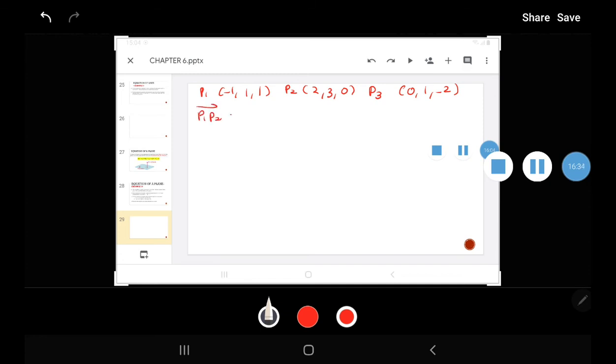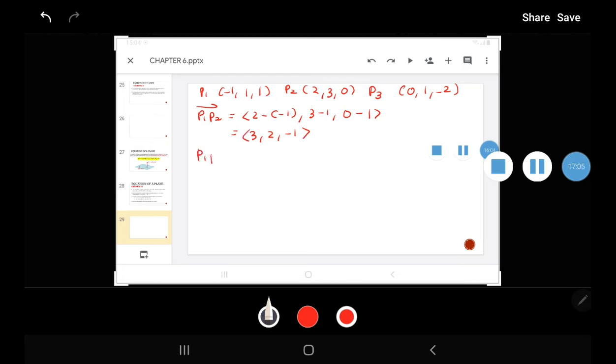So how to find the vector, you already know. 2 minus negative 1, 3 minus 1, and 0 minus 1 will get you 3, 2 and minus 1.